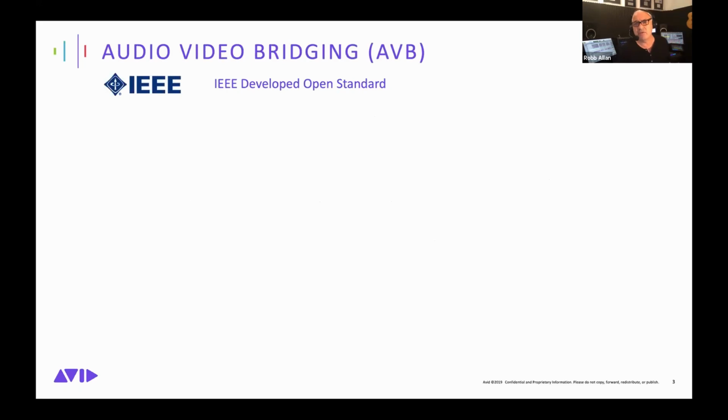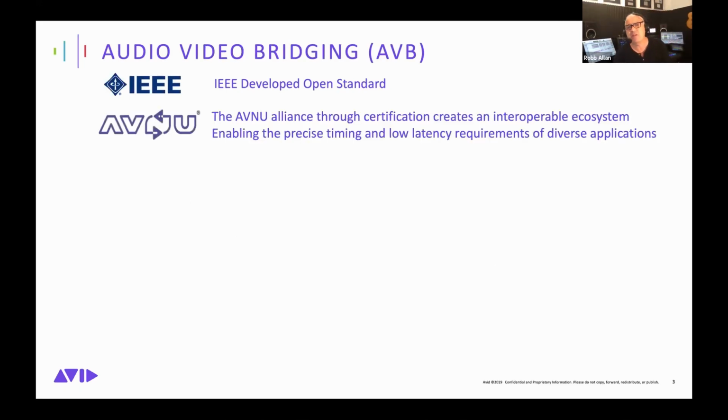AVB is an open standard developed by the IEEE. It's controlled by a group called the Avnu Alliance through certification. And that means we have an interoperable ecosystem that enables precise timing and low latency requirements between diverse applications. The wider AVB is in the automotive industry, in all kinds of IT, video, audio. It's a very wide group.